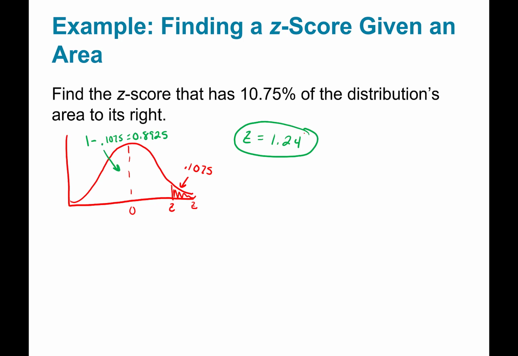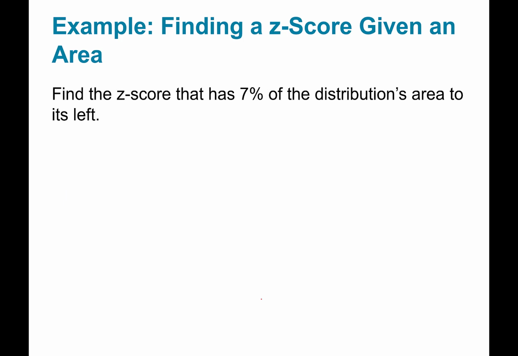Now let's look at another one. So let's find the z-score that has 7% of the distribution's area to its left. So same first step, sketch out your z-distribution. Mean is 0. And we know we have 7% of our data values to the left of this z-score.